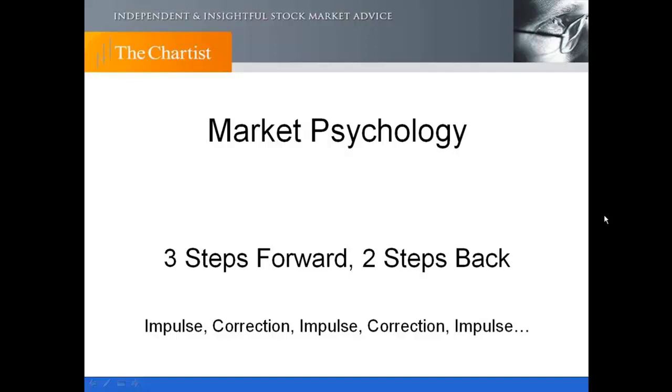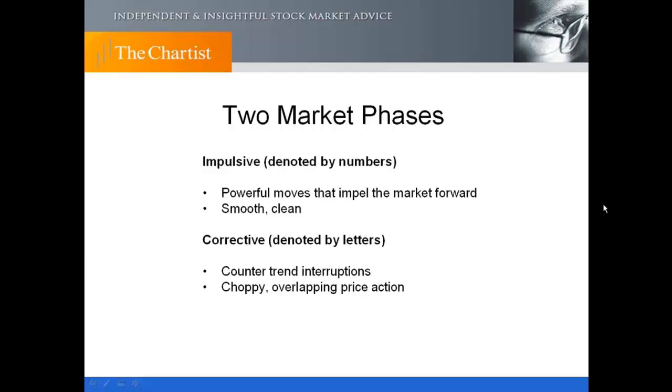And what I want you to think about as we go through tonight's presentation and as you look at the charts on an ongoing basis within the Chartist is this: the market moves 3 steps forward, 2 steps back, and it does so in an impulse, correction, impulse, correction, impulse, correction. That's all that goes on. So let's just go through those 2 market phases. Remember, those 2 market phases are pretty simple. Impulsive, which is denoted by numbers, and corrective, which is listed with letters.